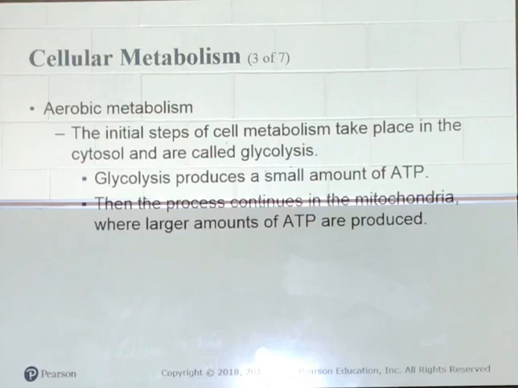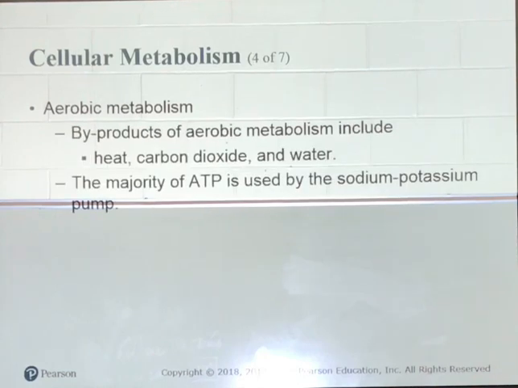Okay. Mitochondria is the what of the cell? Powerhouse. Everybody remembers that from 7th grade biology. Other byproducts of aerobic metabolism include heat, carbon dioxide, and water. The heat produced is to maintain a normal body core temperature. As you would expect, an increased metabolism results in increased body core temperature.